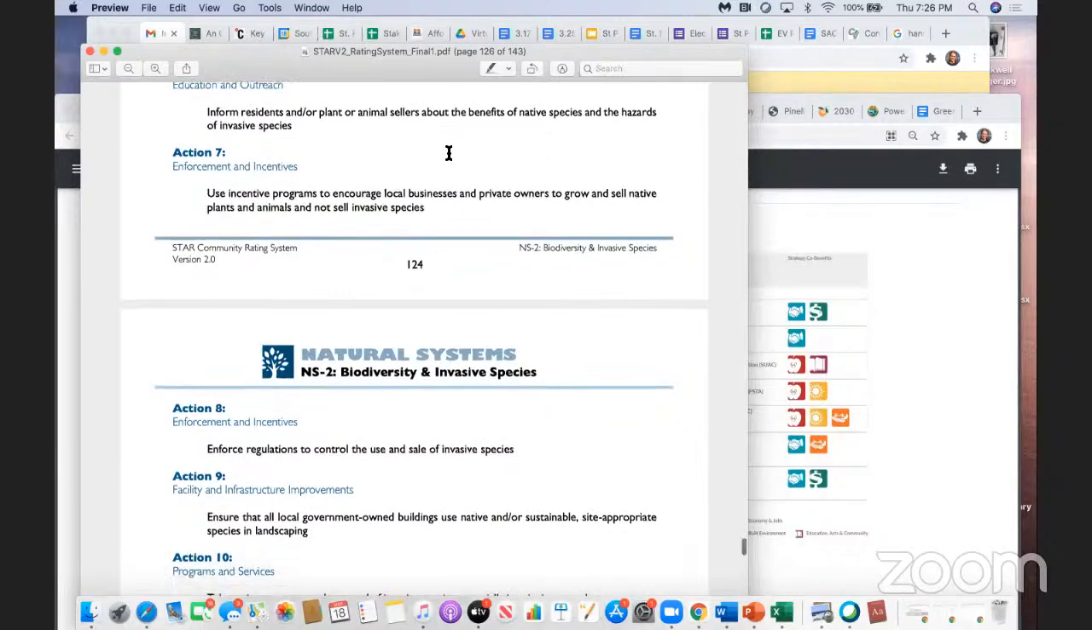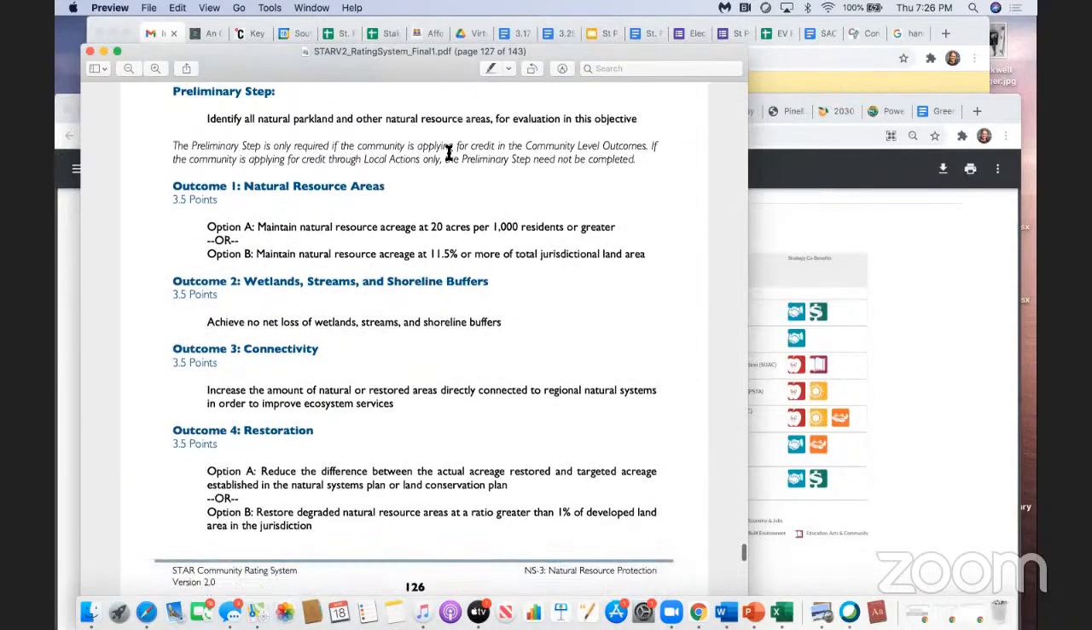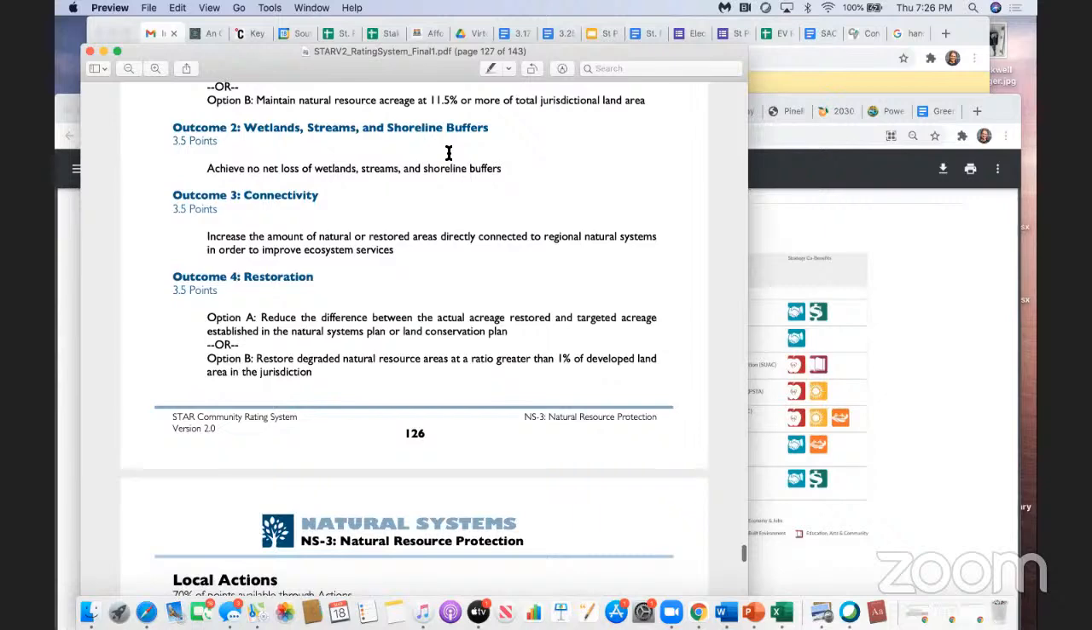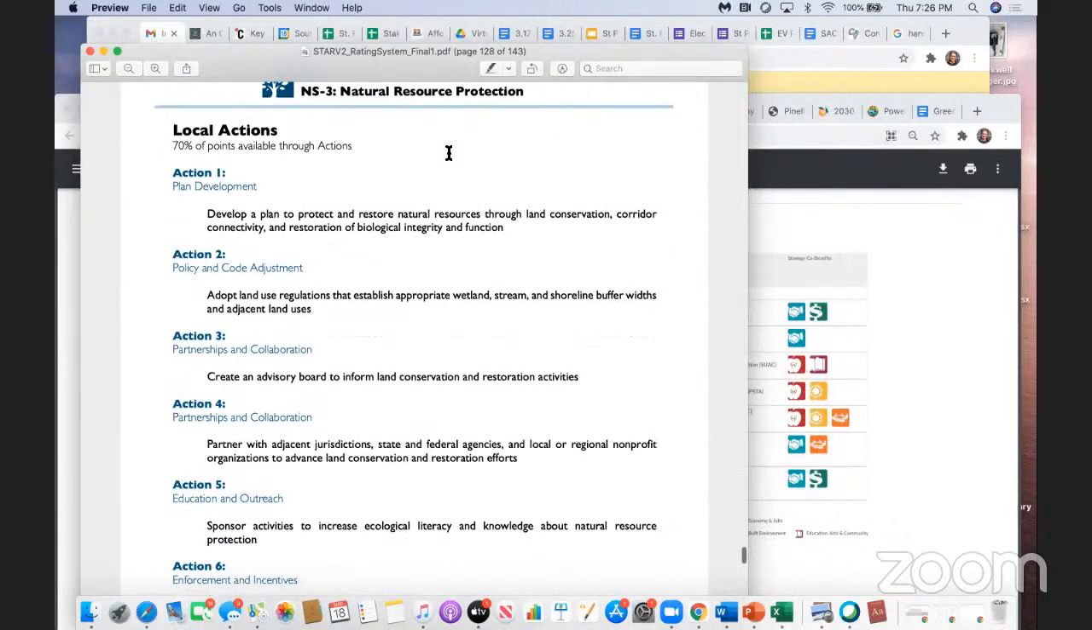Okay, so moving on to natural systems 3, natural resource protection. Local actions that received 7 votes were items 1, 2, and 5. So item 1 is plan development. Again, develop a plan to protect and restore natural resources through land conservation, corridor connectivity, and restoration of biological integrity and function. That's another big plan that we would be asking for. So just keep that in the back of your mind.